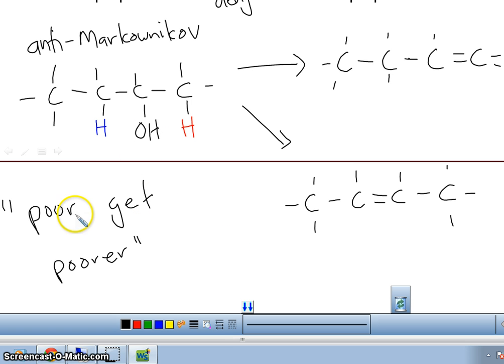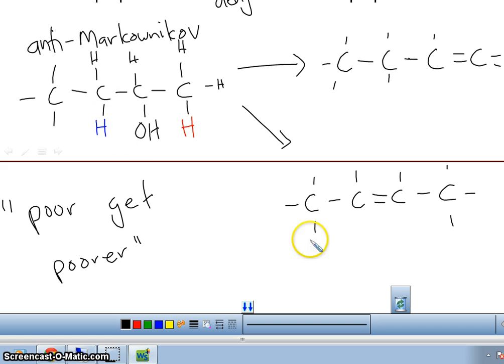Not really. So, the carbon with the least number of hydrogens, which in this case is this one with the blue hydrogen on it, that one is going to get poorer more often than this one that already has two other hydrogens, 3 hydrogens total, 2 hydrogens total. This one is going to be known as the rich. It's hydrogen rich. This one is hydrogen poor.